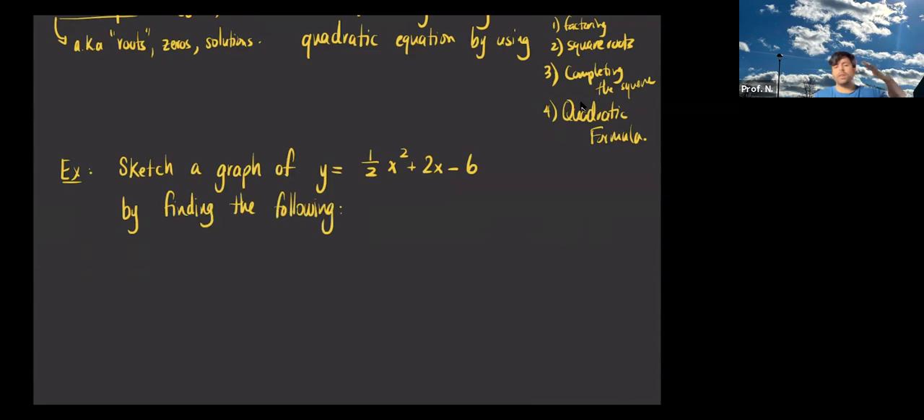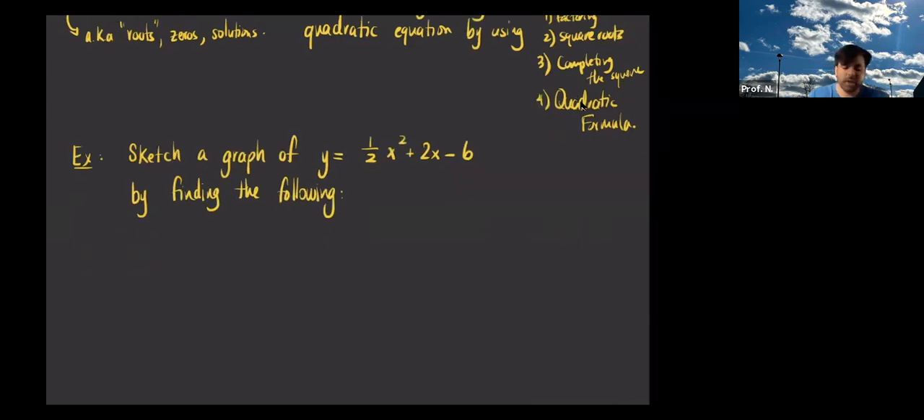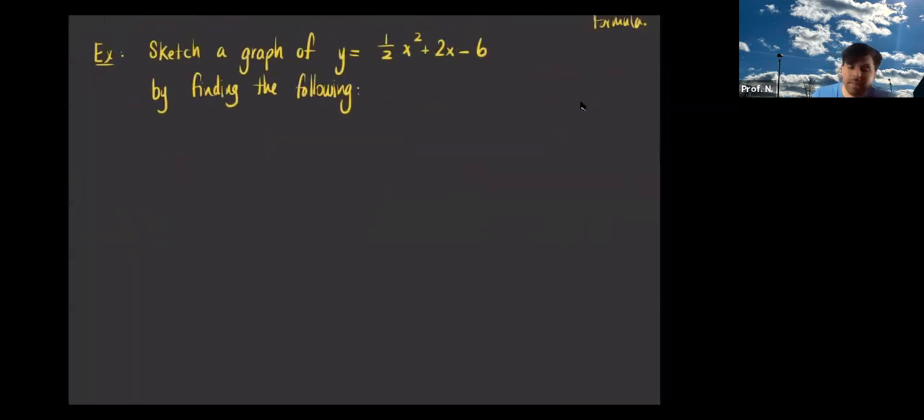So I'm gonna try to break it down. This is kind of like the checklist to sketch the graph of a quadratic. So the first thing is I want to determine max or min, which is the same thing as saying opens up or down. That's the first thing. So determine which one it is.